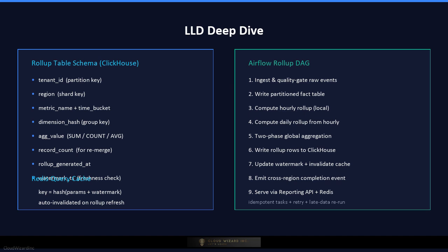Queries are rewritten by the API layer to enforce row-level security by appending tenant ID filters before execution. The query cache in Redis stores result sets keyed by a hash of the query parameters and the watermark timestamp, so a cache entry is automatically invalidated when the underlying data is refreshed. The Airflow DAG dependency graph ensures rollup tasks run only after the upstream ETL tasks have completed and the data quality gate has passed. For cross-region metadata synchronization, a lightweight event bus carries rollup completion events between regions, so the global aggregation job knows when all regional inputs are ready.